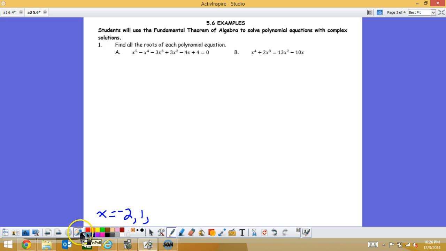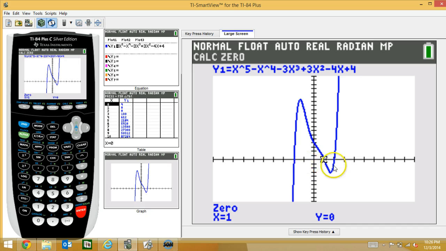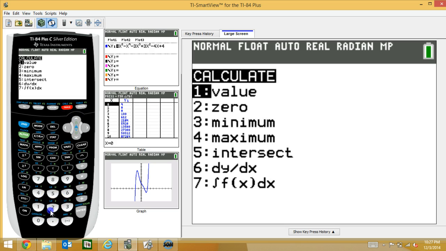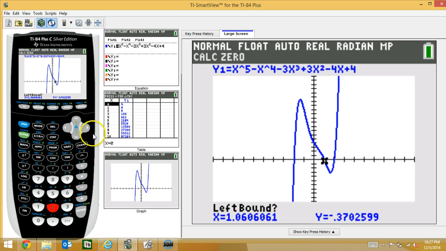So then I'm going to go back to my calculator and just confirm that that second one is 2. It looks like it is 2, but it doesn't hurt to make sure. So we'll go ahead, move it a little bit to the right, hit enter for the left bound, and then move it until I'm to the right of that x-intercept.